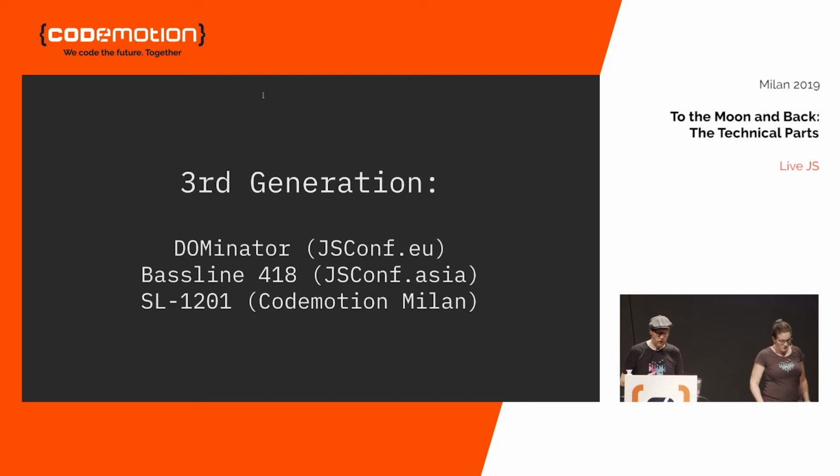It's the third generation of this tool. Matt, who was mentioned earlier as one of the members of Live.js, and I built this for JSConf EU earlier this year. It was called Dominator by then. And then for JSConf Asia in Singapore, Matt evolved it into Baseline 4.18. And for this event, I built another clone of it, which is called SL1201. And if you know a little bit about the moon landing procedure, specifically error messages, you probably know where that name comes from.